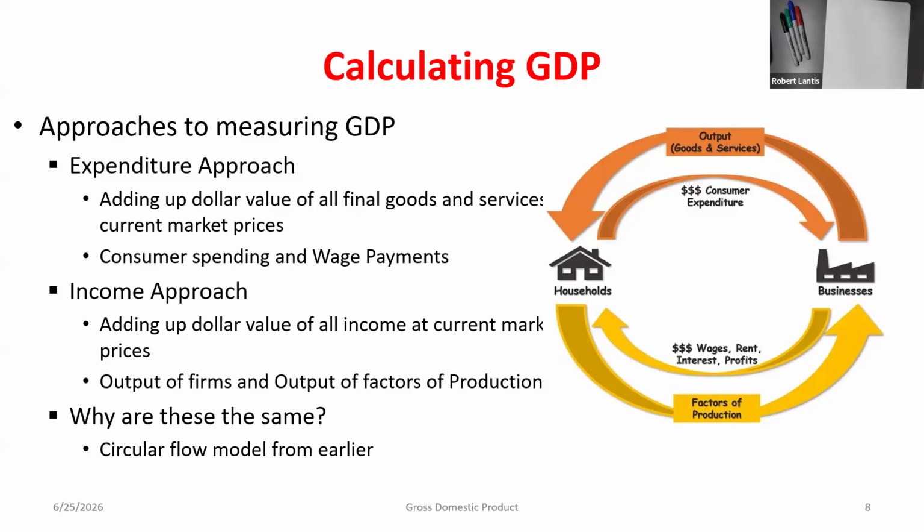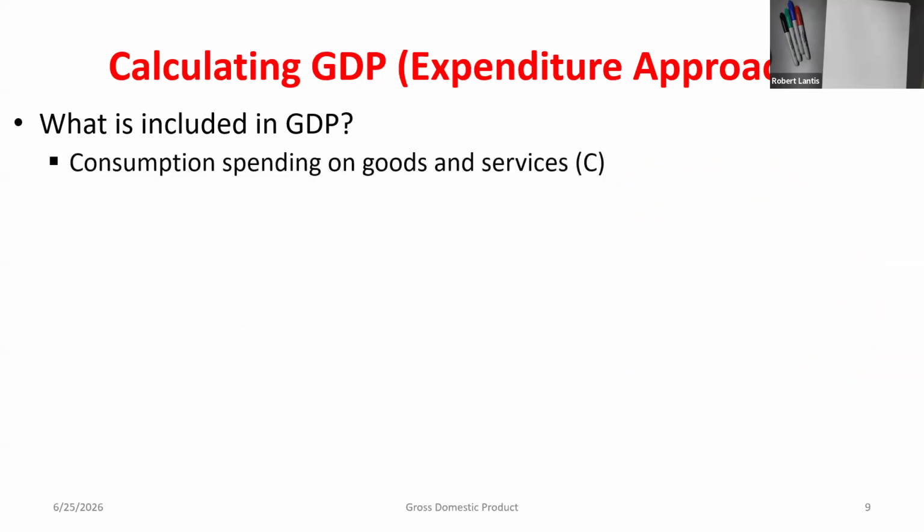So we'll go through the first approach, which is the expenditure approach. If I'm using that expenditure approach, what would be included in GDP? We're going to have this broken down into essentially 4 categories, kind of 5.